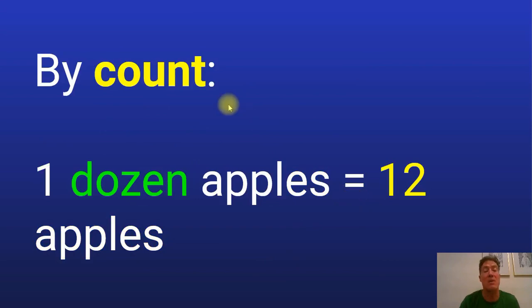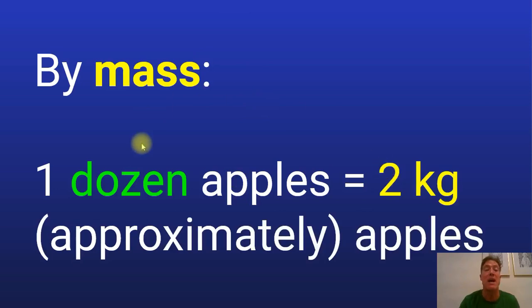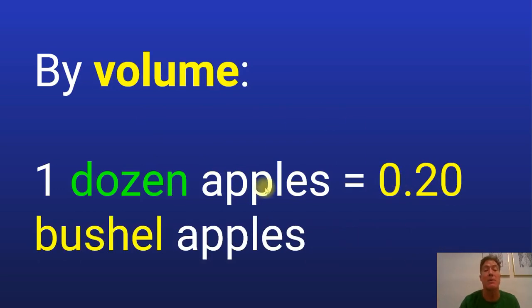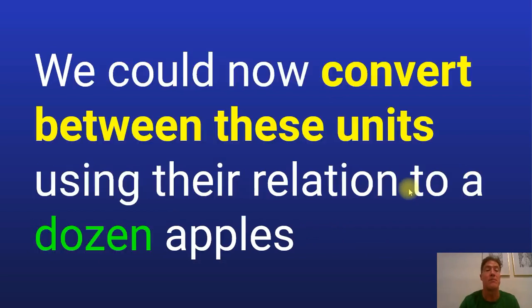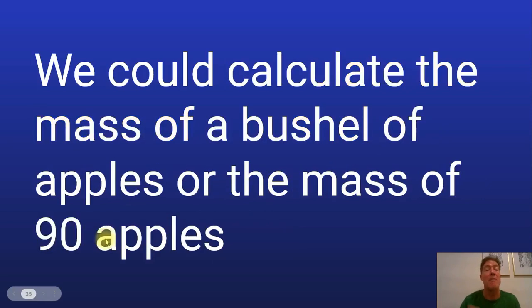So look at this. By count, we can say a dozen apples equals 12 individual apples. Or by mass, we could say a dozen apples equals, say, approximately 2 kilograms. Or we could do it by volume. A dozen apples equals, say, 2/10 of a bushel of apples. And now we can convert between these units by using their relationship to a dozen apples. We could calculate the mass, for example, of a bushel of apples, or the mass of, say, 90 apples.